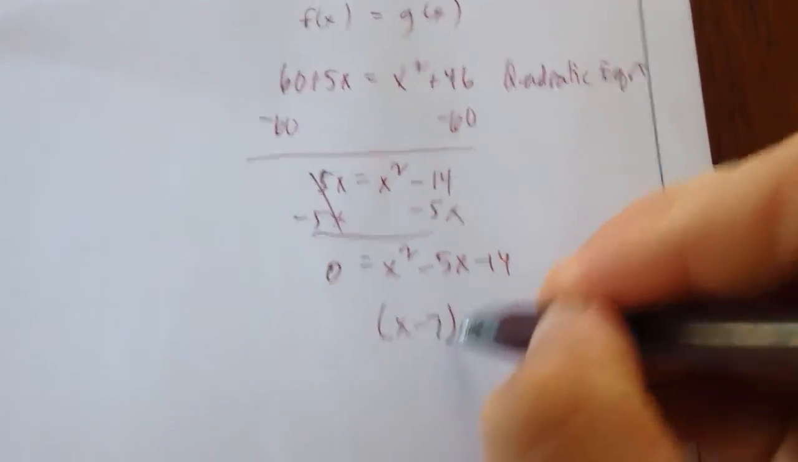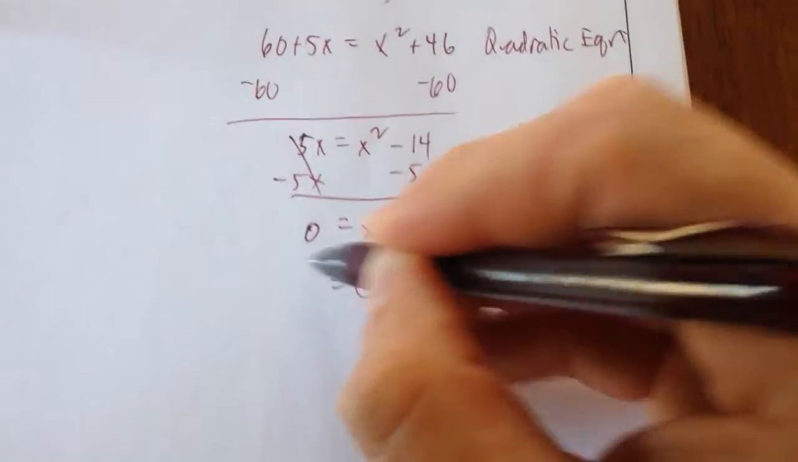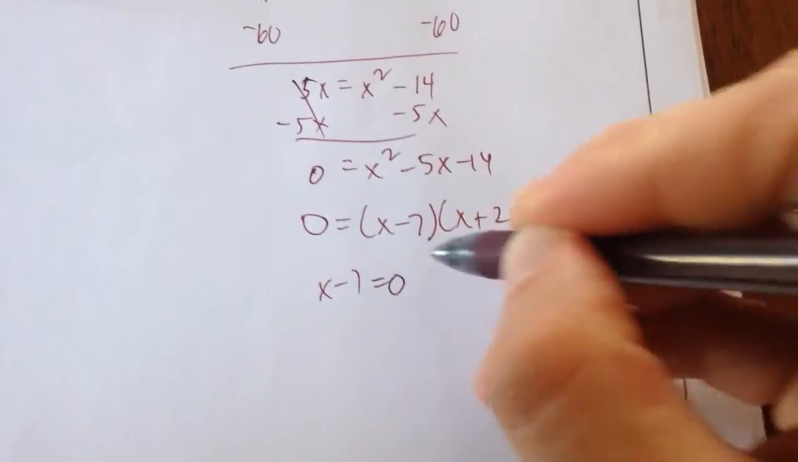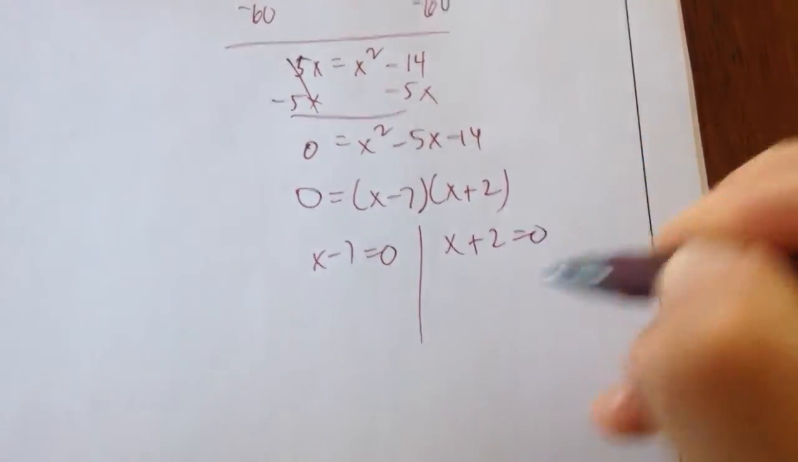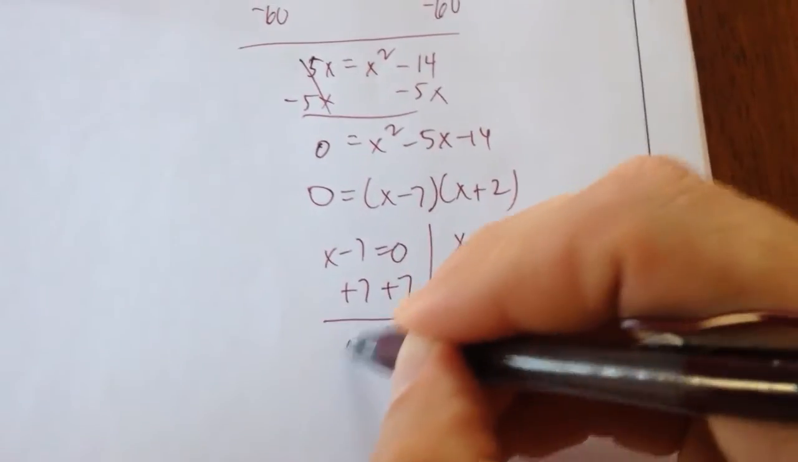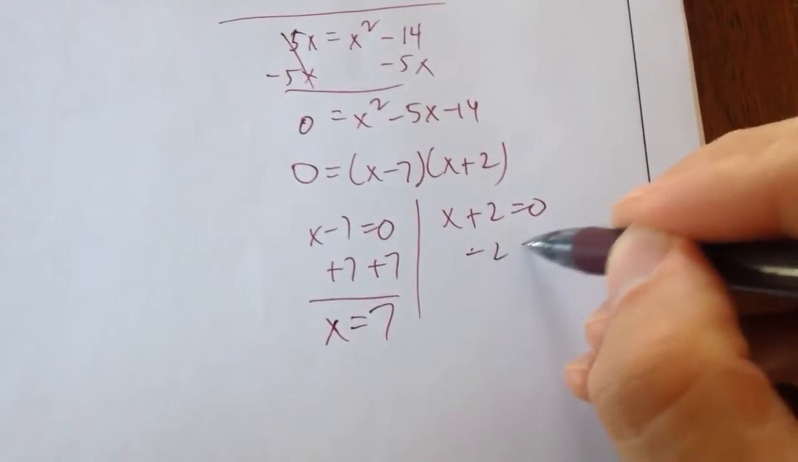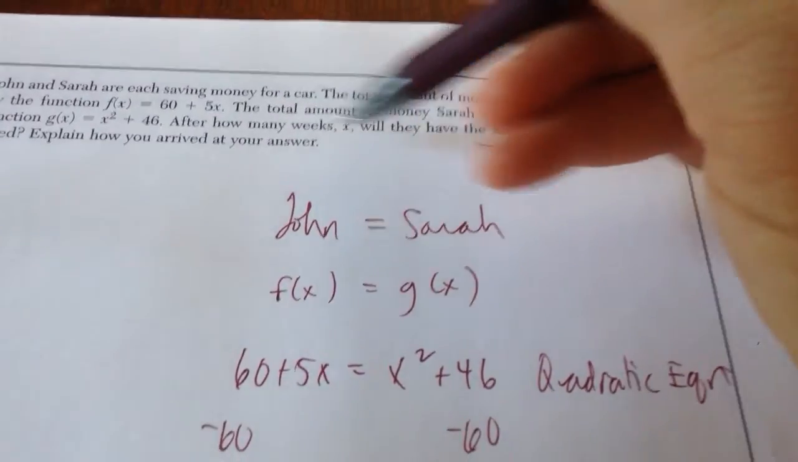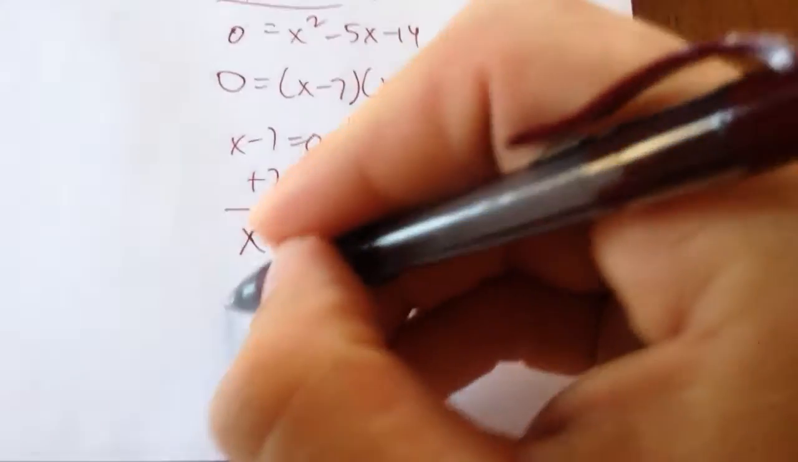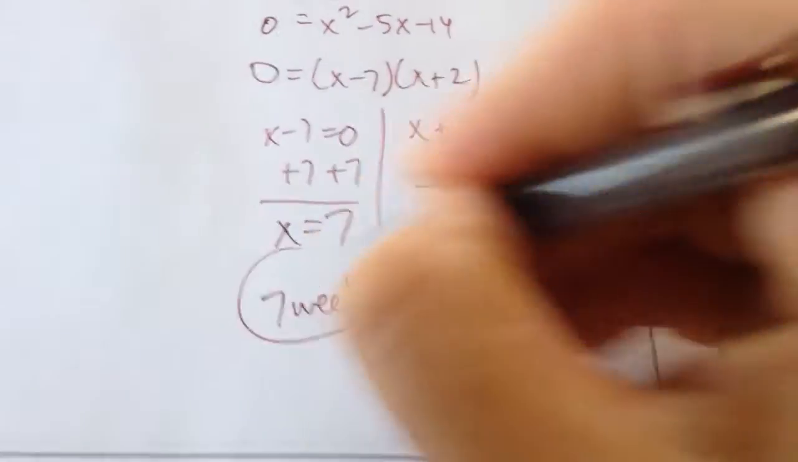What I could do here now is factor this so that it looks like such. x minus 7 equals 0, x plus 2 equals 0. I'm going to add 7, and subtract 2, subtract 2. Okay, x represents the number of weeks. You can't have a negative amount of weeks, so we're going to say 7 weeks is our answer.